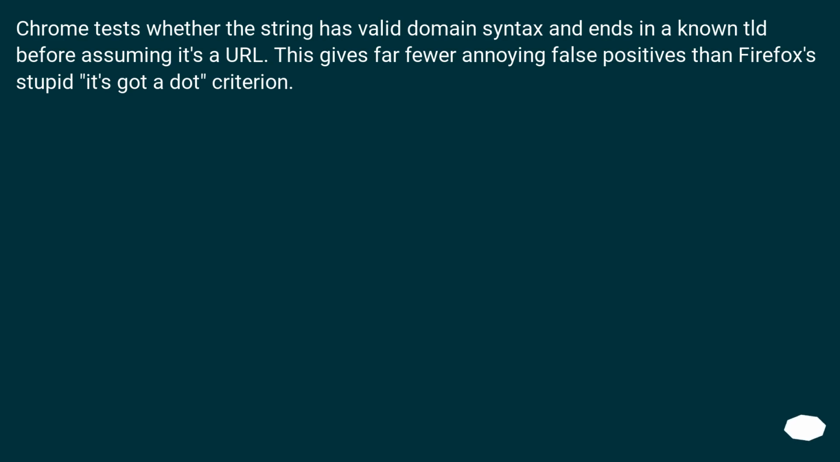Chrome tests whether the string has valid domain syntax and ends in a known TLD before assuming it's a URL. This gives far fewer annoying false positives than Firefox's stupid "it's got a dot" criterion.